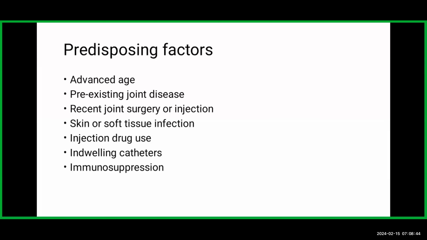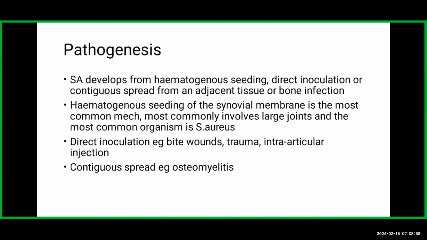And then also injection drug use is becoming increasingly an important risk factor for septic arthritis. So the predisposing factors include advanced age, pre-existing joint disease, recent joint surgery or intra-articular injections, skin or soft tissue infection, injection drug use, presence of indwelling catheters, and then the presence of immunosuppression.